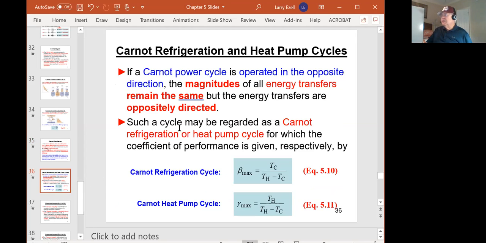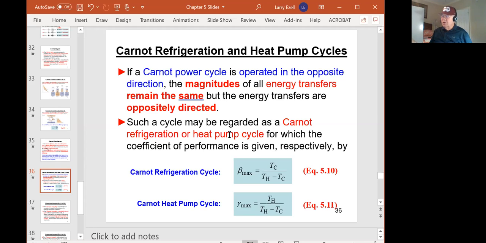Now let's talk about Carnot refrigeration and heat pump cycles. If a Carnot cycle is operated in the opposite direction, the magnitudes of all energy transfers remain the same, but the energy transfers are oppositely directed. That just means if we take a power cycle and reverse the arrows of the heat transfer, it's still a Carnot cycle, just operating in the other direction. Such a cycle may be regarded as a Carnot refrigeration or Carnot heat pump cycle.